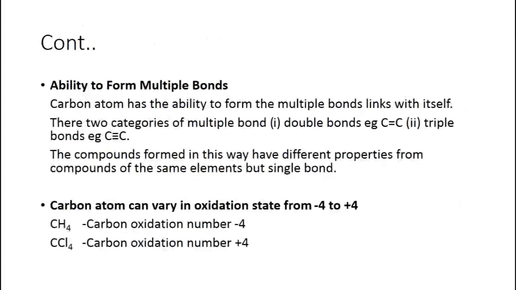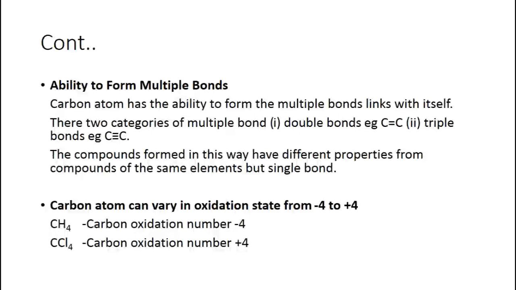So in our ability to form the multiple bonds, kwa carbon ina uwezo wa kutengeneza multiple bond. Kwa mfano inaweza ikawa alkene ambayo unasema inakuwa na double bonds, alkynes ambayo inakuwa na triple bonds. Kwa hiyo inakuwa namna hivyo. So the compound formed in this way have different property from compound of the same element, inakuwa na single bond yake inakuwa ni moja. Vile vile carbon atoms can vary oxidation state from -4 to +4.